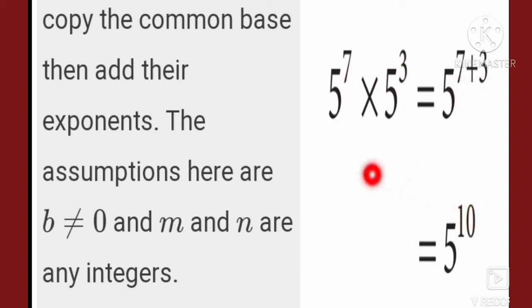And here the assumptions are b is not equal to 0, a non-zero real number, and m and n, that is the exponents 7 and 3, are any integers.